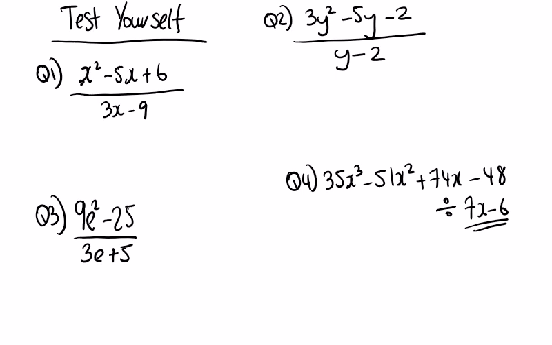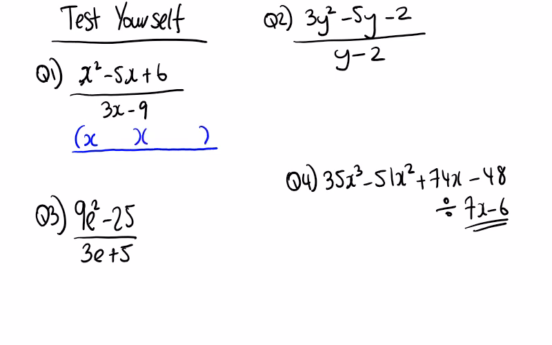Okay, let's look at number 1. We can see there's a 3x minus 9 on the bottom. Previously we said there must be a 3x minus 9 on top, but 3x minus 9 does factorize. And you should identify with the top that we can't get a 3x on top if we have x squared. So let's factorize the top.